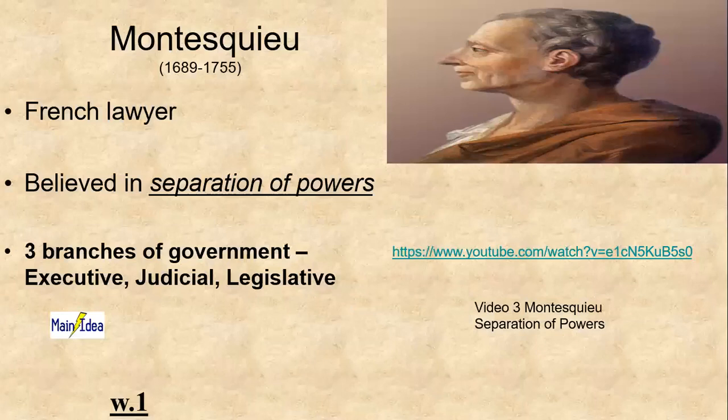Our next man was Montesquieu. Okay, he was a French lawyer, and here's another thing that the Americans copied. He believed in separation of powers, not a king, but separate branches of government that kind of counterbalanced each other. Three branches of government that Montesquieu believed in were executive, judicial, and legislative branches, which of course we currently have in the United States of America. Three branches of government. When you think of Montesquieu, think of the separation of powers. Watch video 3, Montesquieu.